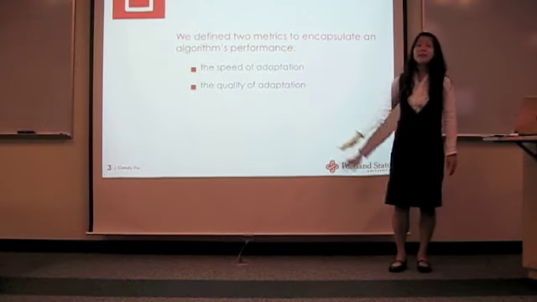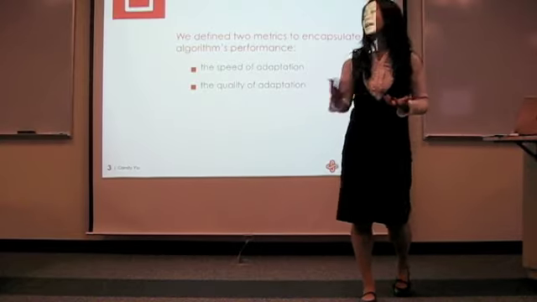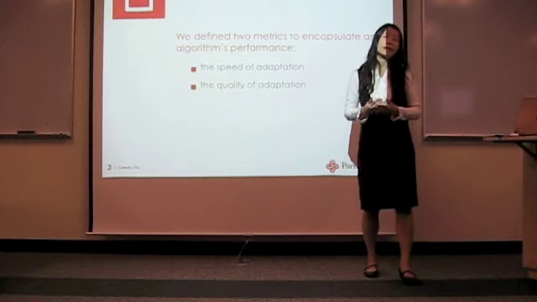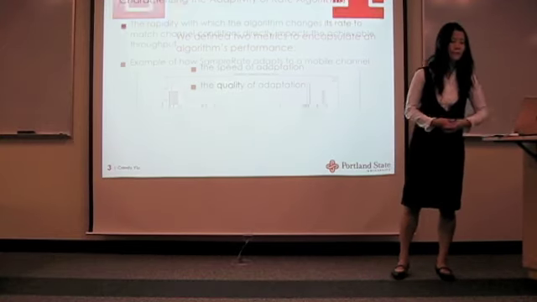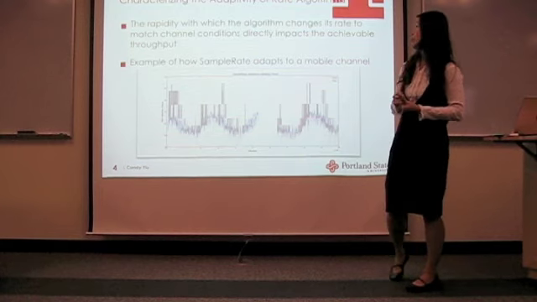First is the speed of adaptation, which means how fast it can adapt. And second, the quality of adaptation, which means how well it adapts. So first, we categorize the adaptivity of rate algorithms.